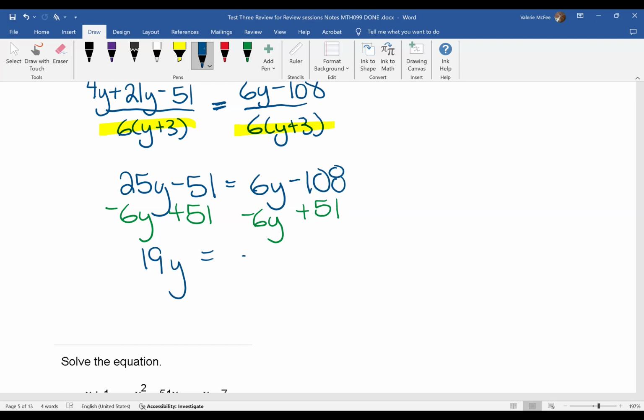Seems like a lot to ask here. 8 minus 1. I do hope that's right. Divide by 19.